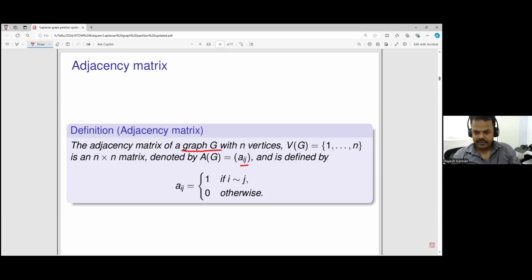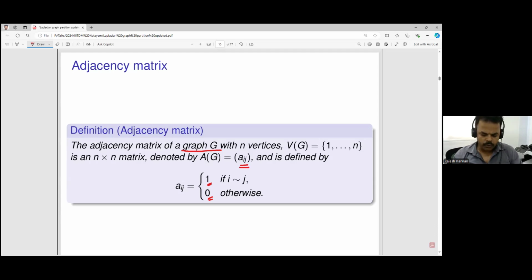The ij-th entry of the matrix is denoted by aij. So I have to define what the entries are. All the entries aij are either 1 or 0. We are going to keep a 1 in the ij-th entry if the corresponding vertices i and j are adjacent, and we are going to keep a 0 if they are not adjacent. So you have a graph, and corresponding to the graph, you associate a matrix.